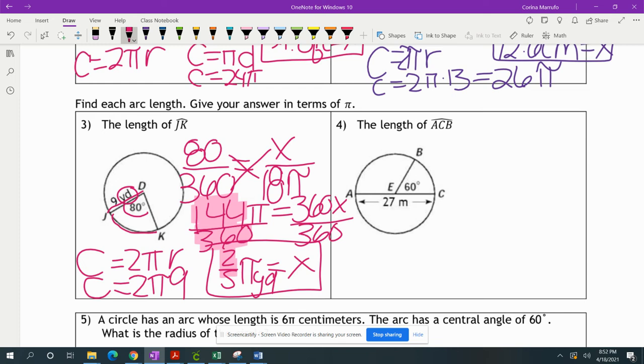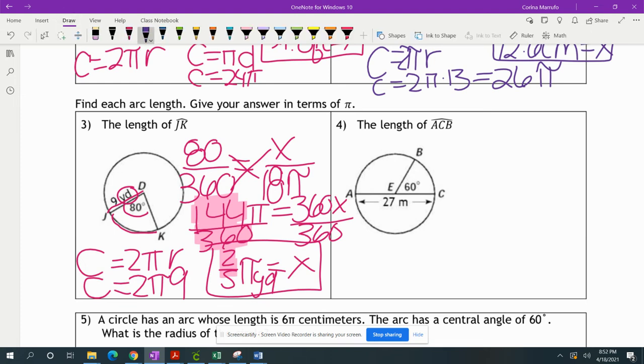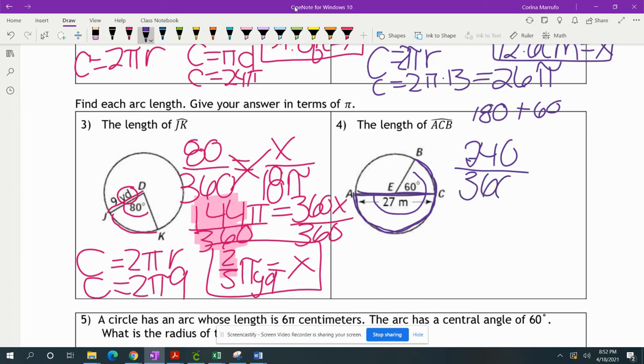All right, the next one. So here they're asking us for the length of A to C first before I go to B. So this whole thing here, okay? So then the angle, now this is half a circle, so that's going to be 180 plus this 60, I believe it gives us 240. So 240 degrees out of a total circle is 360 equals, we're just looking for the arc length x, which we don't know, that's what we're looking for, over the total circumference.